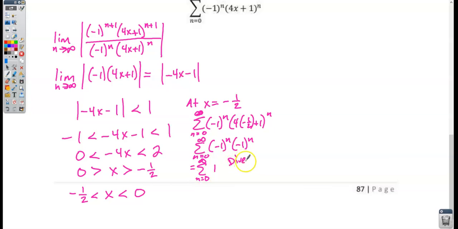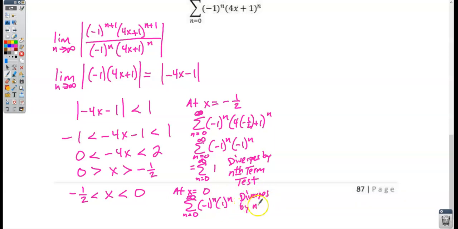This diverges by the nth term test. So this endpoint is not included in our interval. We're going to look at the other endpoint at x equals 0. I substitute 0 into this infinite series, and that gives us (-1)^n times 1^n. This also diverges by the nth term test. So we're not going to include either of these endpoints.